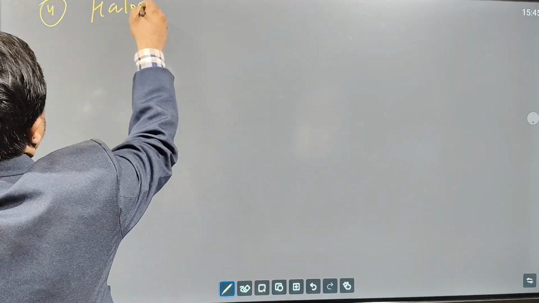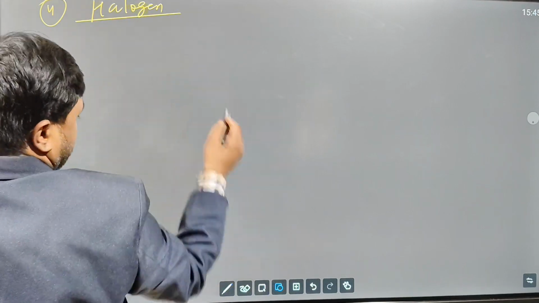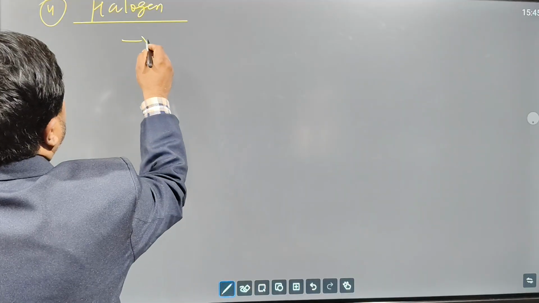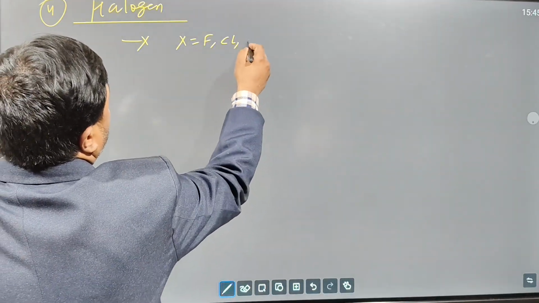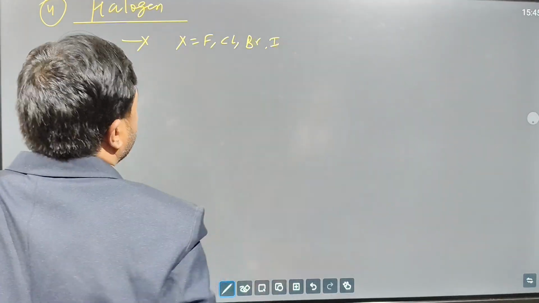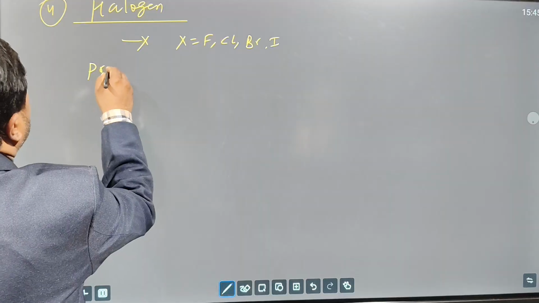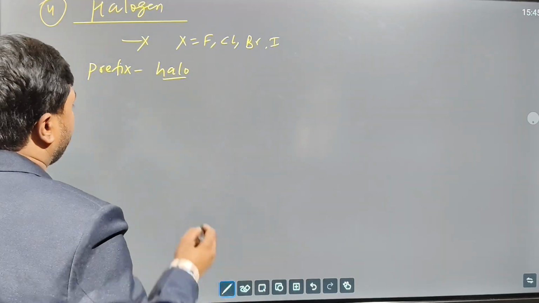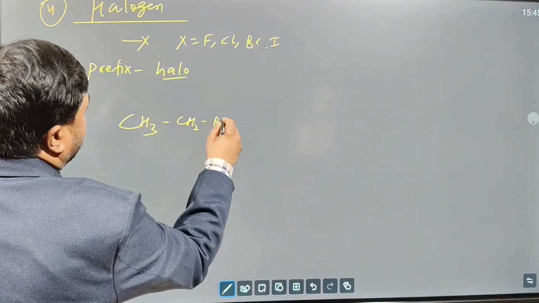Halogens. Halogen is generally represented as X. X may be a group 17 element of the periodic table: fluorine, chlorine, bromine, iodine. Instead of a suffix, here we are using a prefix. Prefix halo is used. For example, if it is like this, CH3, CH2, Br.